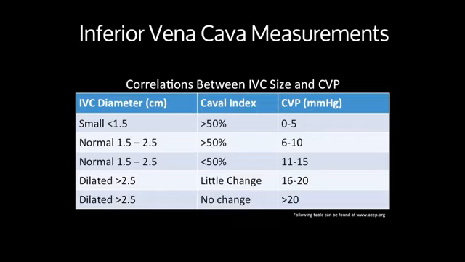Small diameters with greater than 50% caval index correlates with a relatively low CVP compared to a dilated IVC with little to no change in the caval index, which correlates with a high CVP. In the first case, probably the patient can receive fluid, whereas the second case probably should not receive as much fluid. All right, so that was a lot.